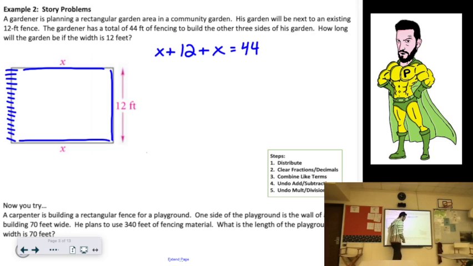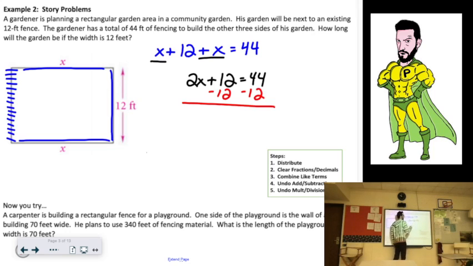So there's our equation. Now, if we combine our like terms, I have x plus x, that would give me 2x plus 12 equals 44. Okay. Plus 12. Okay, let's subtract the 12. So 2x equals 32. And then we have to divide that by 2.